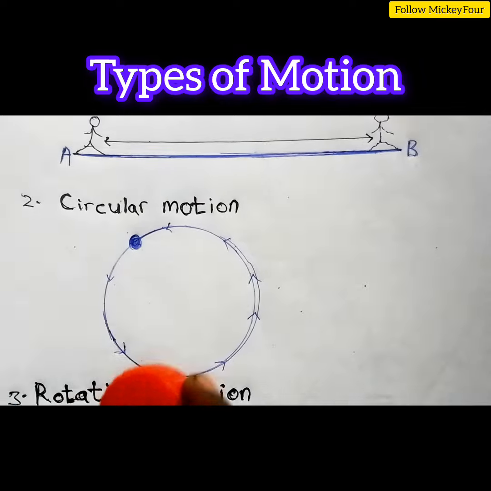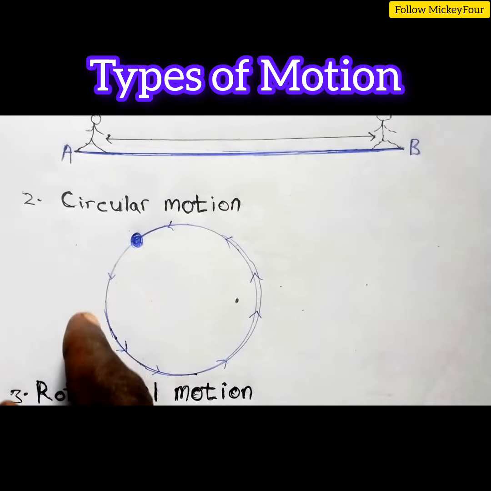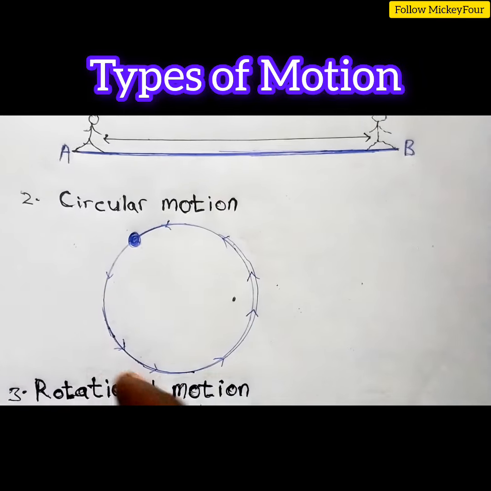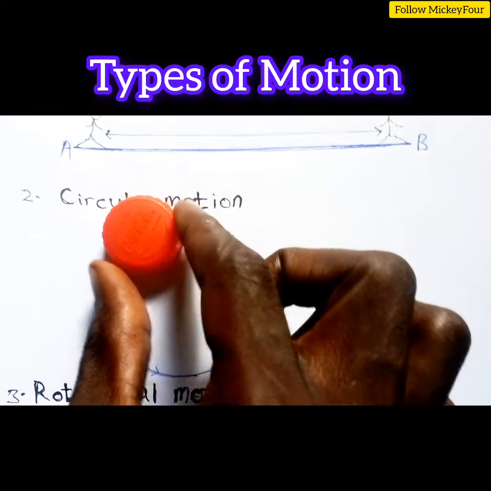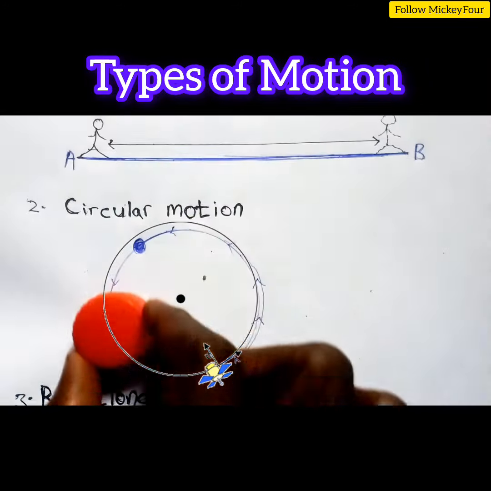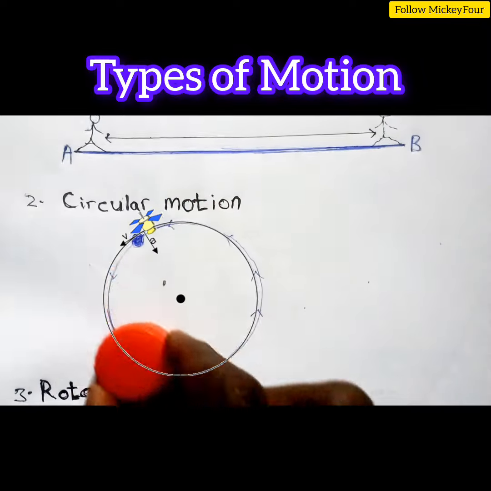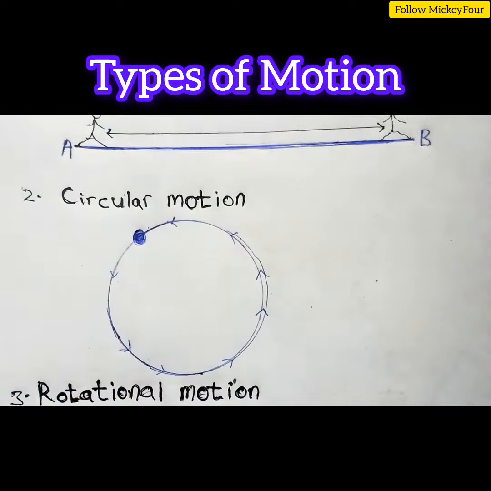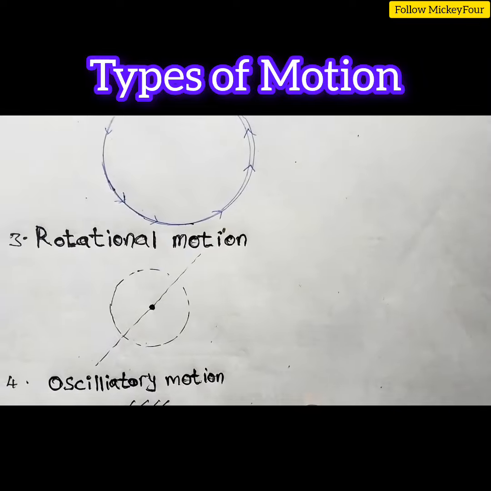The circular motion of a body is the motion of a body around a circular path. So let's say this is a body now, and this body is moving around this circular path here. So this type of motion is called the circular motion. Alright, so let's go to the next one, which is the rotational motion.